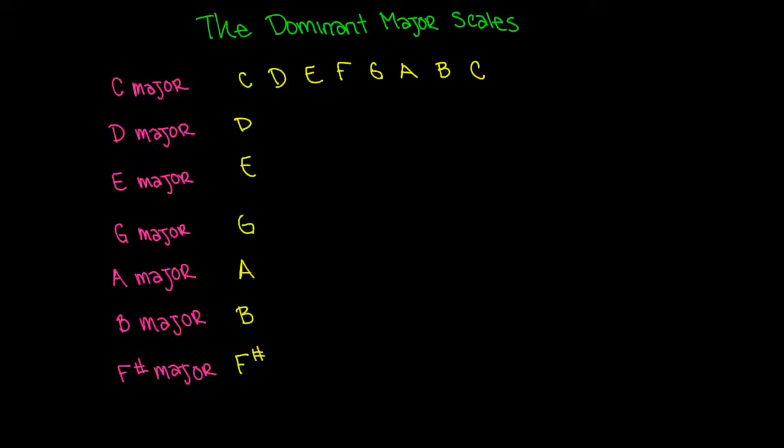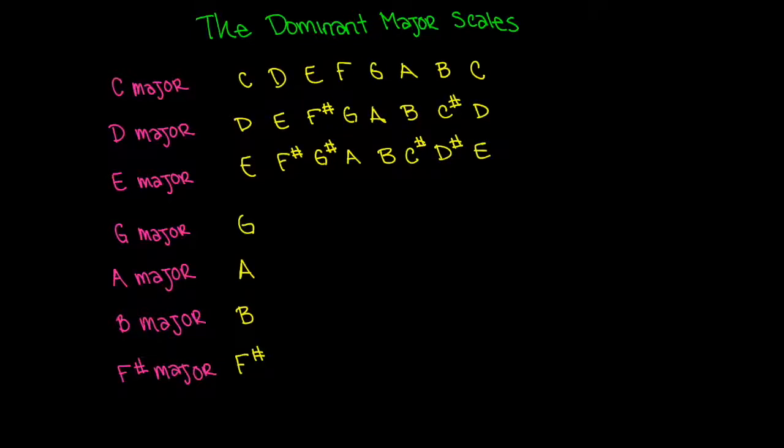That's not so hard to do. Then D, E, F sharp, G, A, B, C sharp, then D. E would have the notes E, F sharp, G sharp, A, B, C sharp, D sharp, and E. G would have G, A, B, C, D, E, F sharp, and G. A would have A, B, C sharp, D, E, F sharp, G sharp, A.